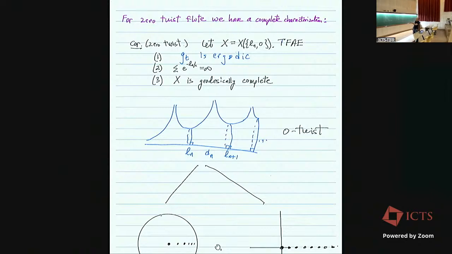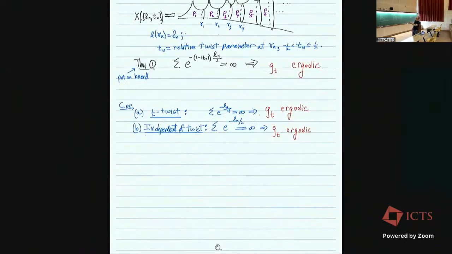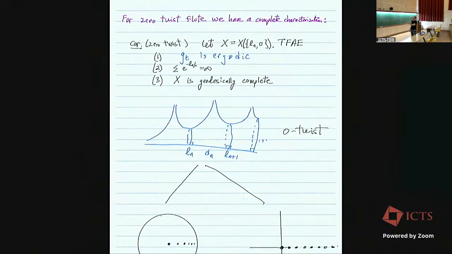So let's just focus on, suppose we had zero twist in this construction. So the twists are all zero. Then you get a complete characterization of what's going on. This is a corollary of this. So if the fluted surface has zero twists, then all these are equivalent.